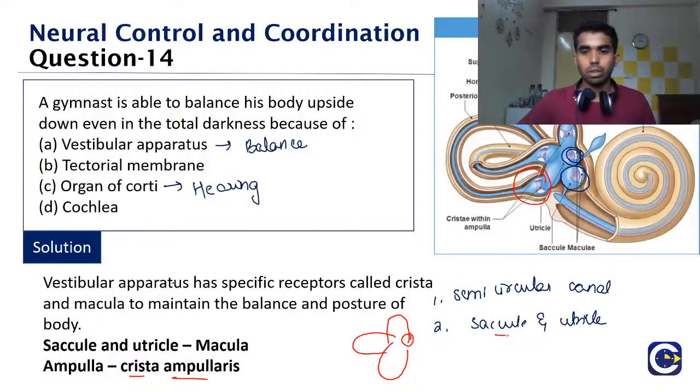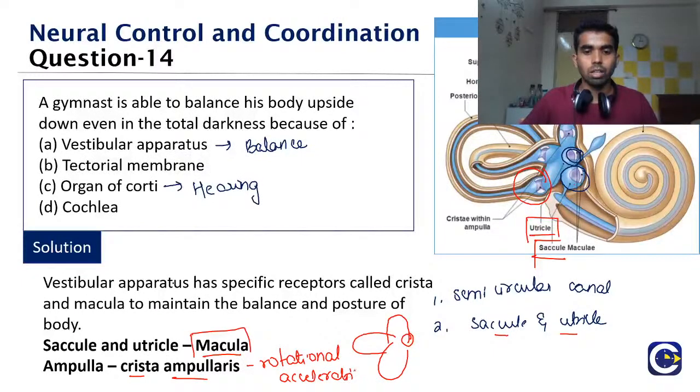And in the saccule and utricle, another receptor is present, and that receptor is known as the macula. The ampulla is present in the semicircular canal, and that is why it is responsible for sensing the rotational acceleration.